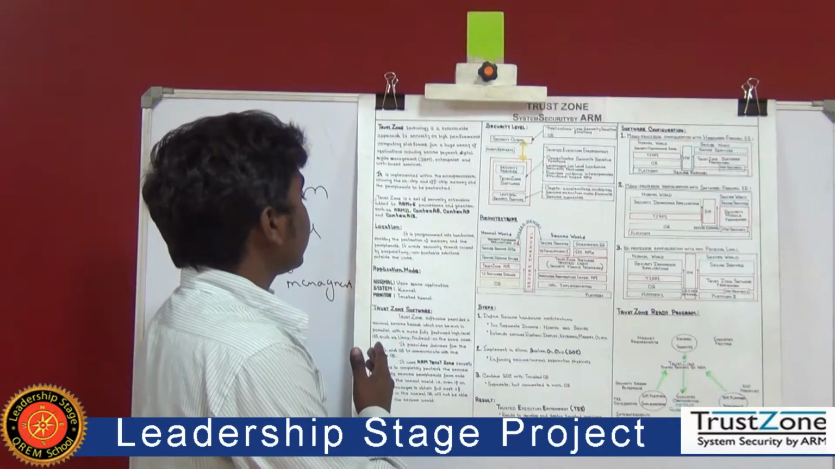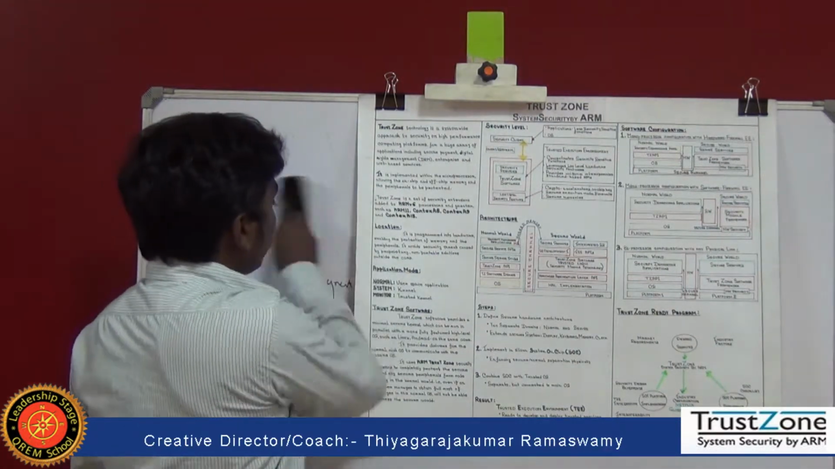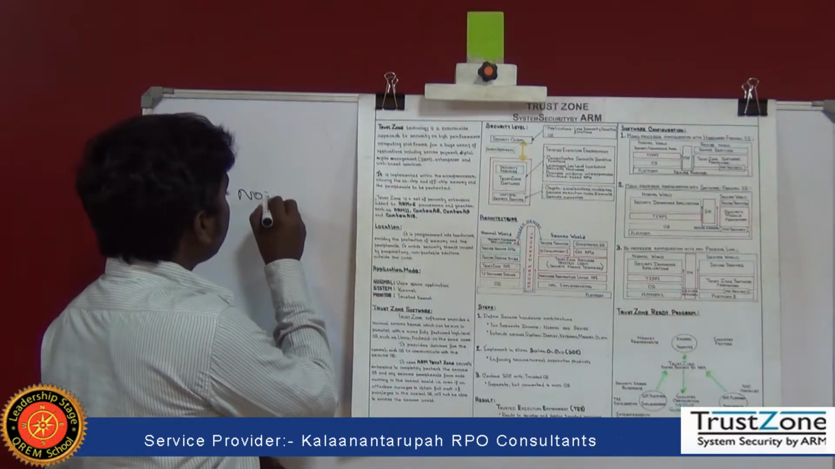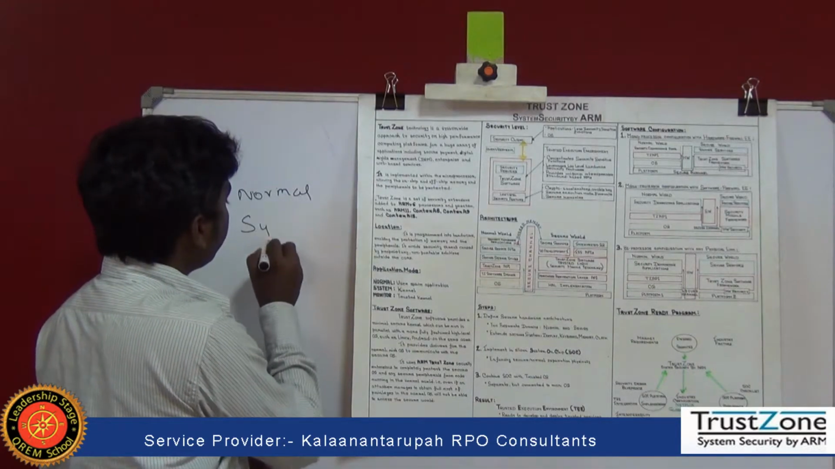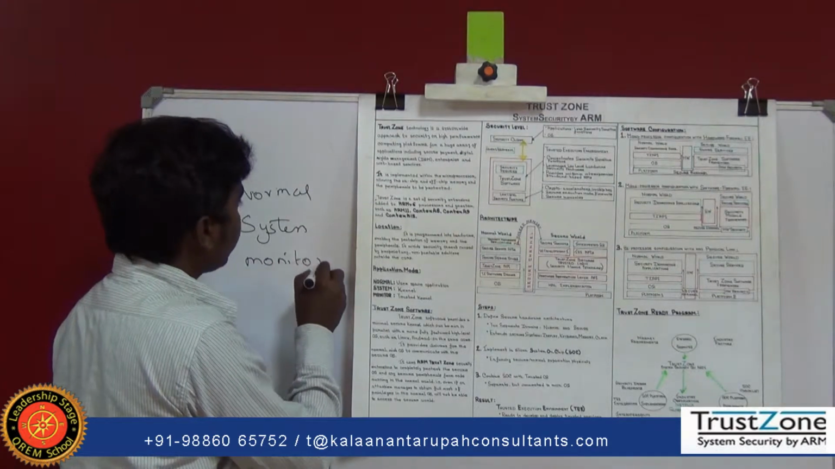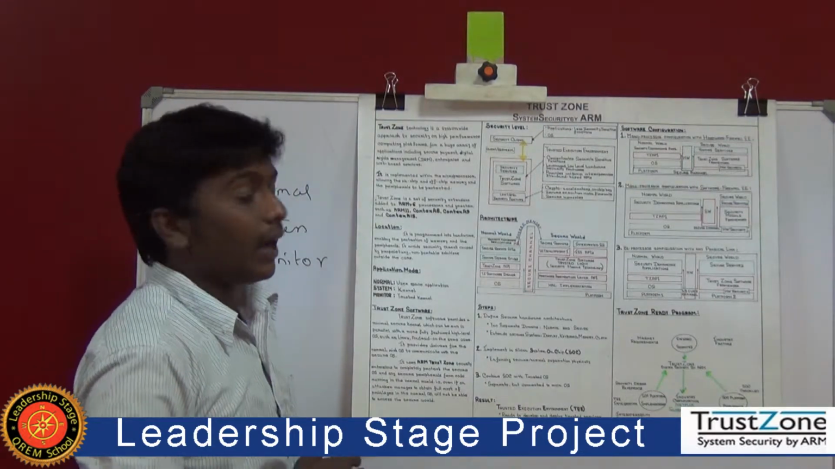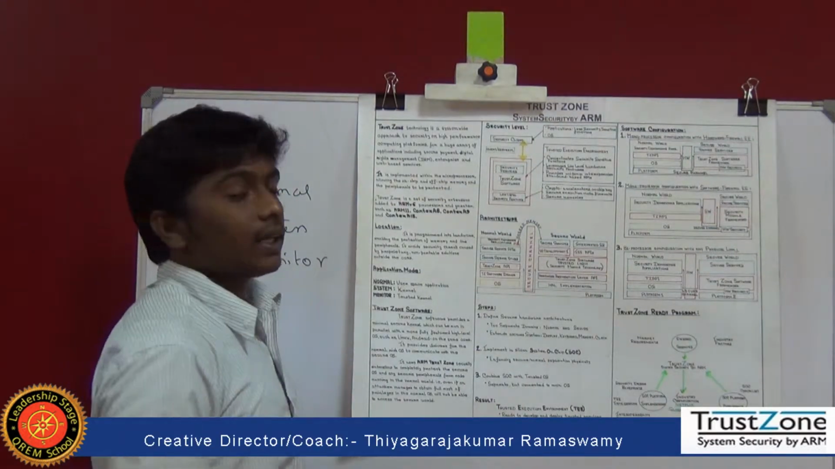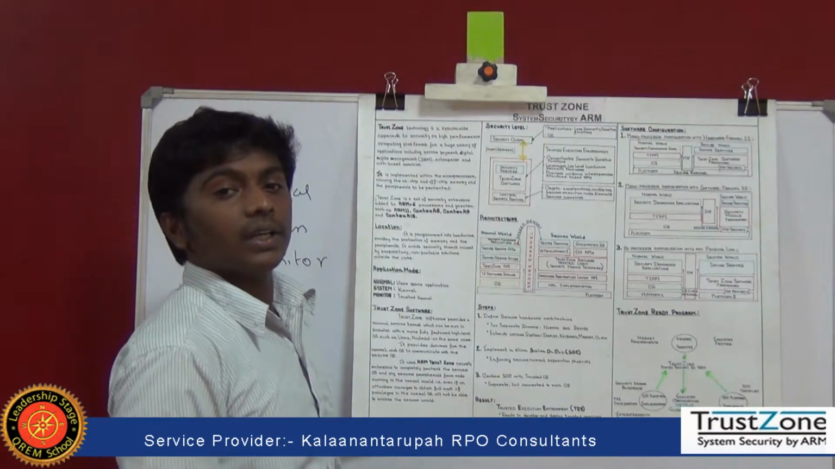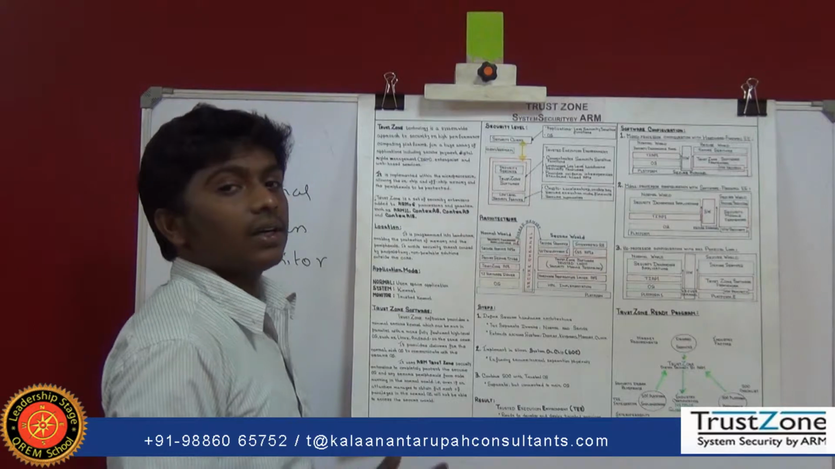Coming to the next topic, application modes. There are three types of application modes: normal mode, system mode, and monitor mode. In the normal mode, the user space applications are run, and in the system mode, the kernel or the system OS runs. The kernel is the central module of the OS that controls all the functions of the OS. In the monitor mode, the trusted kernel runs.